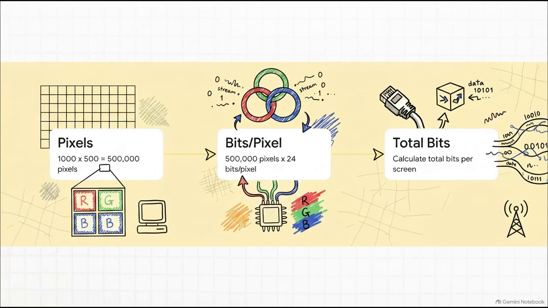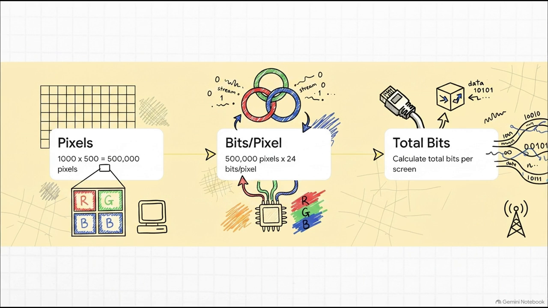Okay, text is relatively simple, but what about a graphic? Let's walk through the math. Imagine an image with a screen resolution of 1000 by 500. By today's standards, that's actually a very low-resolution image, way less than standard high definition. But let's see just how much data it holds. Step 1. Multiply those dimensions together, and you get 500,000 pixels per screen. Step 2. We need colors.